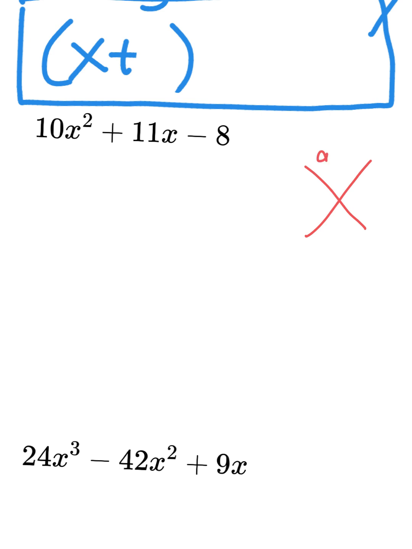Okay, remember a times c. A is 10, c is negative 8. This is going to be negative 80. Then at the bottom, I'll put my b, which will be the 11.